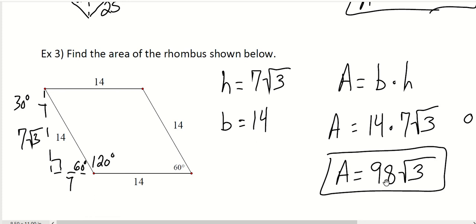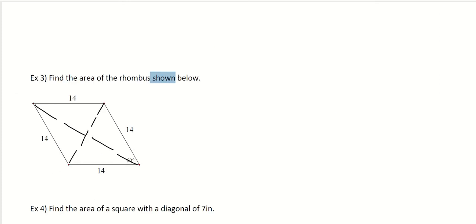If you did this the other method, you also got 98 square root of 3, and I will do that now. Okay, so we draw on the diagonals. Remember, the diagonals are perpendicular. So here you see they're perpendicular, and not only that, the diagonals bisect the vertex angles. So if this vertex angle down here is 60, half of that is 30. Well, if we have a triangle, one angle measure is 30, one of them is 90, the third angle has to be 60 degrees. So we have a 30, 60, 90 right triangle. Of this 30, 60, 90 right triangle, I have the hypotenuse, 14. It's opposite the 90-degree angle.